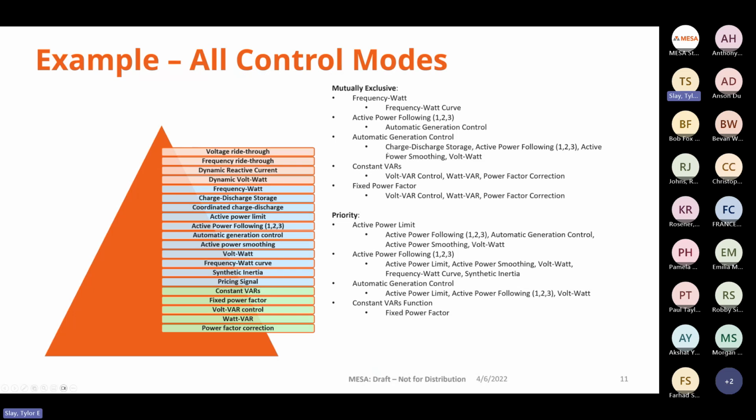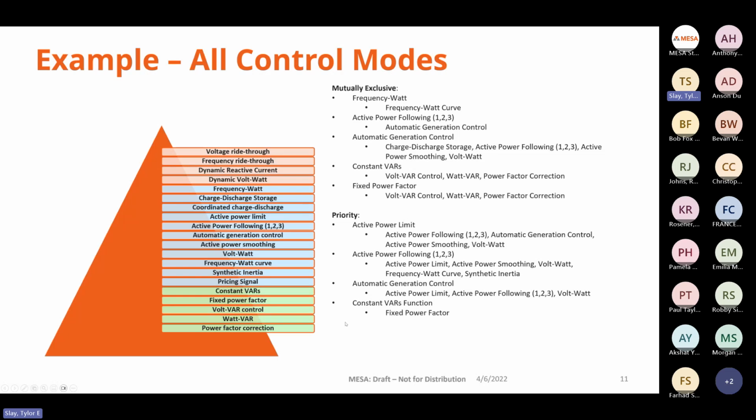So let's go through an example of all of the control modes. We'll give them a priority. The lowest value priority, it's kind of like golf, is better than the highest value. So all of our emergencies will be the highest priority. We'll have in descending order frequency watt, charge discharge, coordinated charge discharge, active power, and so on. And for the reactive power, constant var is the highest and power factor the lowest.